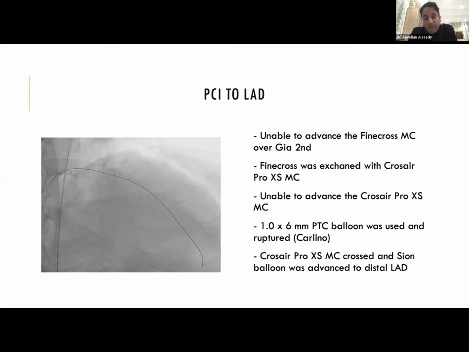We went with a 1.0 by 6 millimeter balloon. Once we inflated, we faced difficulty going into the mid segment, more than the proximal cap. At that time, we faced some problem advancing this small balloon. However, we went up with high pressure, then the balloon ruptured. We did, let's say, the Carlino technique. Then we managed to advance the balloon to the distal end. We did sequential balloon inflation, and we managed to exchange the Crosser Pro XS, using that to exchange the Gaia Second with a Cyan blue wire.